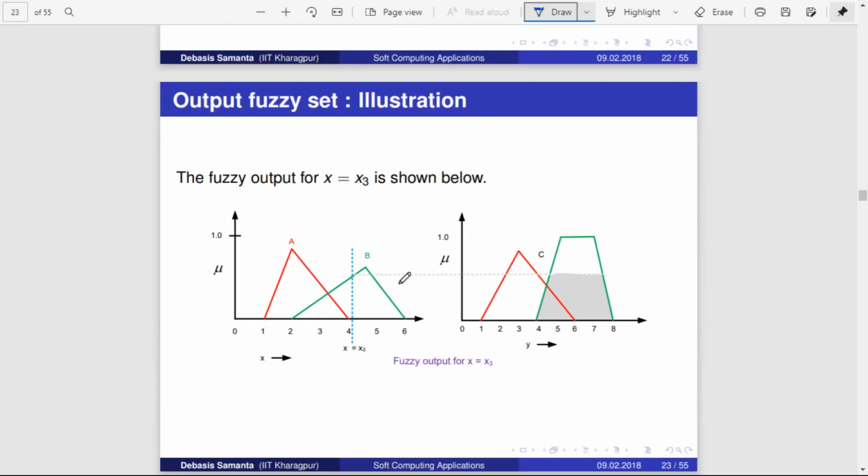We are discussing defuzzification. So alpha cut or lambda cut is one of the methods for defuzzification, that is, to convert fuzzy results to crisp results.